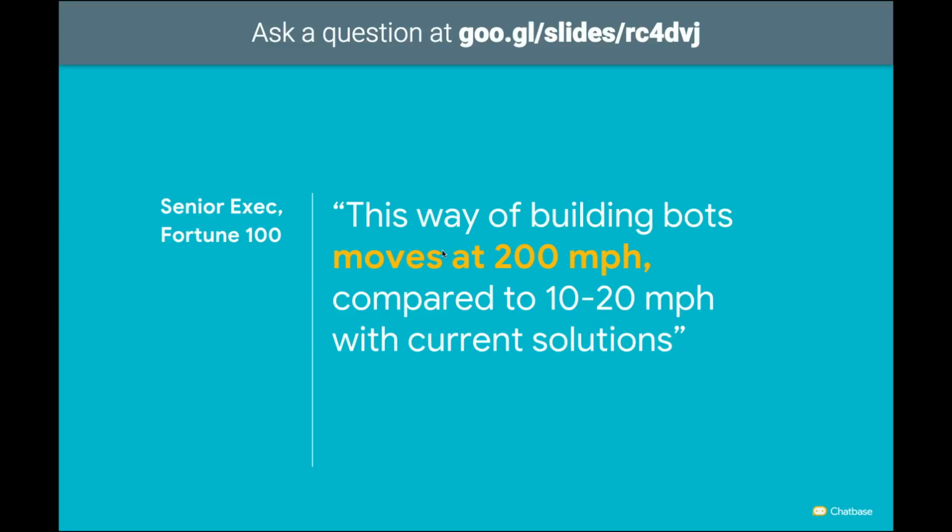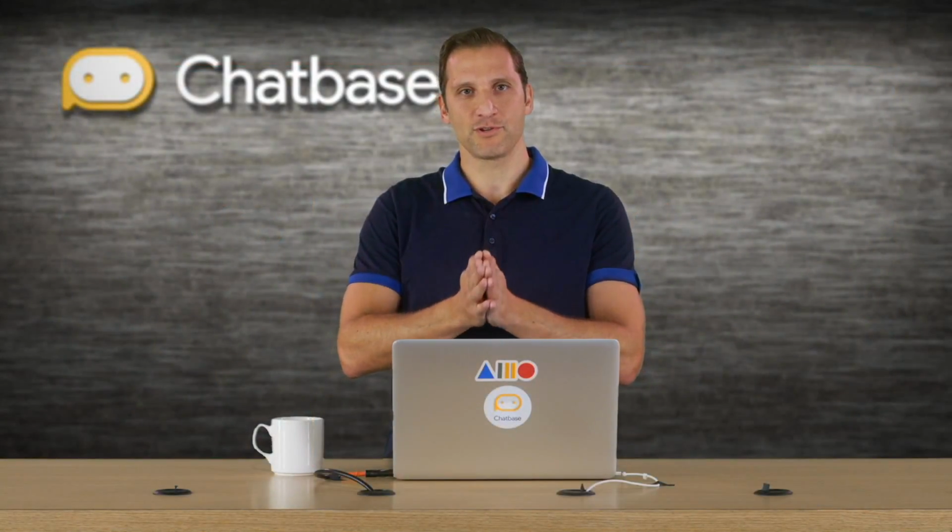So one senior exec of a Fortune 100 company that we've done this kind of analysis for said that this way of building bots is like moving at 200 miles per hour compared to like 10 to 20 miles per hour with their existing way of building bots. And so really it's like going from like a horse and carriage to like a well-tuned race car. So that's pretty incredible.